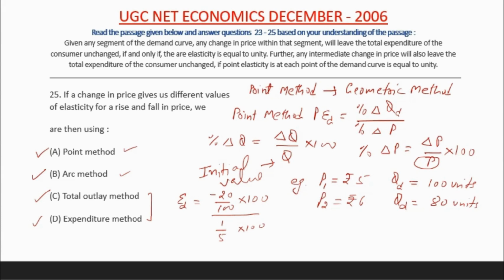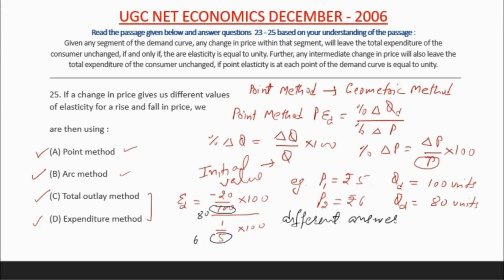Now the answer you will get from this process will be different from the answer if you take 80 instead of 100. If you take the new quantity, which is 80 units, and instead of the initial price you take the new price, which is 6, then you will get a different answer. Now how to overcome this problem?